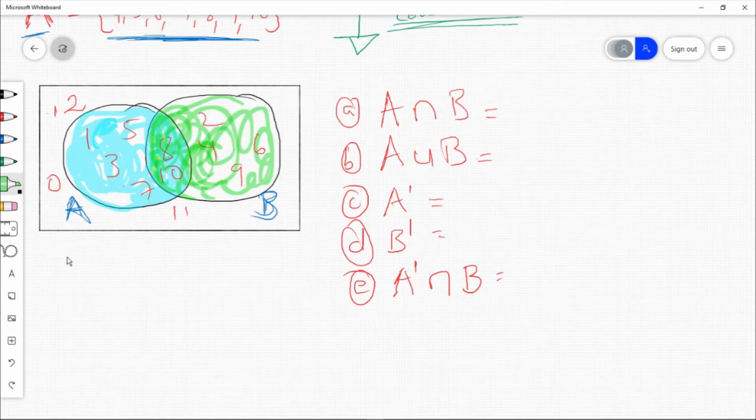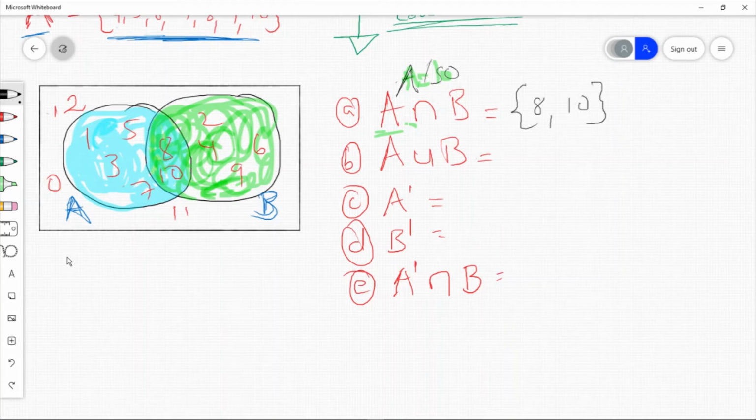Okay, so the question is, what are the elements that are in A that are also, remember also, let me change this to a pen, that are also in B? And that would be A and N. How about elements that are the union of A and B?